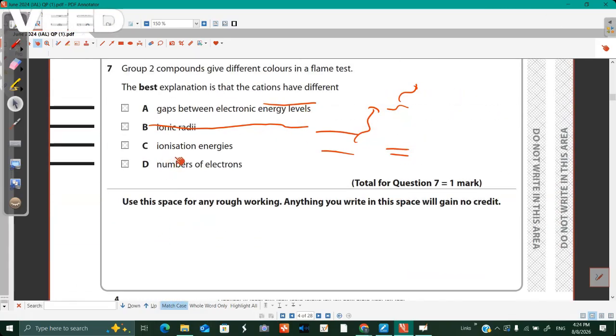Ionization energy is not the reason; it's the de-excitation energies, right? Ionization energies means electrons are completely removed. But here it is about de-excitation energies, excited and de-excited. So in that case, electrons are not completely being removed. So that is not the reason you start seeing different colors in the flame test. Different colors are given due to the de-excitations of the electrons.